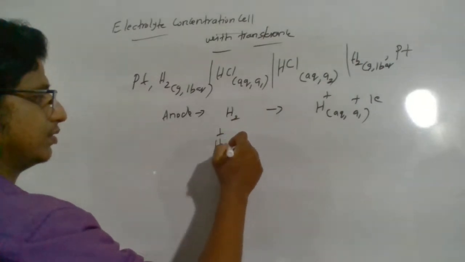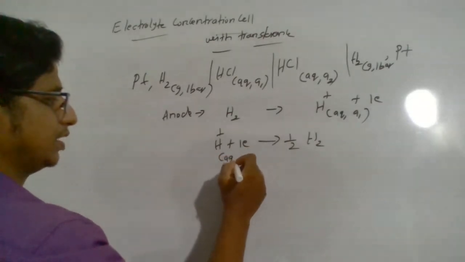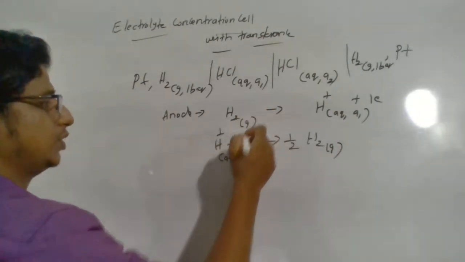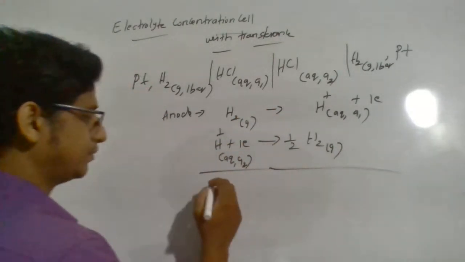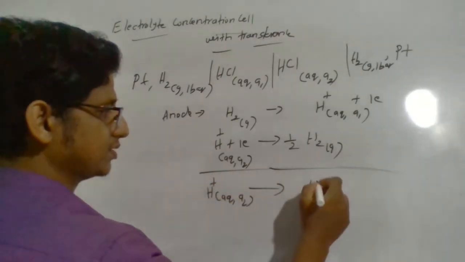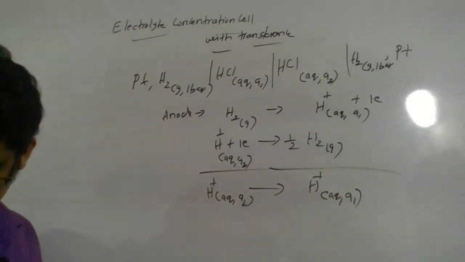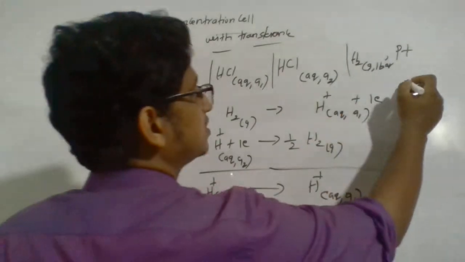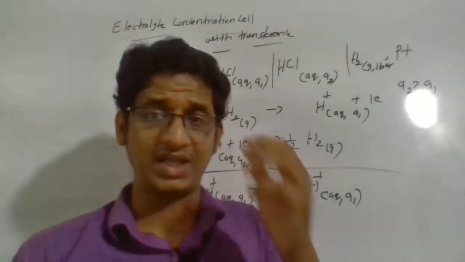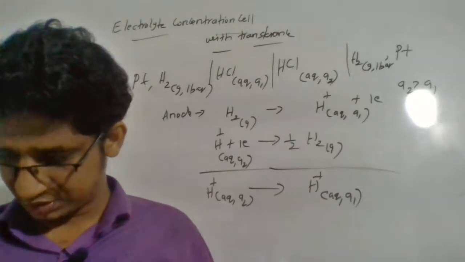Similarly, H plus ion converting into hydrogen. Here aqueous A2. So overall reaction will be similar like this, where now H plus ion aqueous A2 is directly transferred to aqueous A1, where now concentration of A2 is greater than concentration of A1. So EMF will be generated this time by direct transfer of electrolyte from higher concentration to lower concentration.